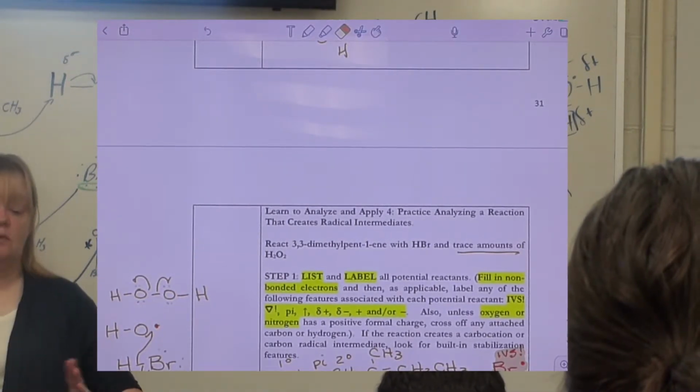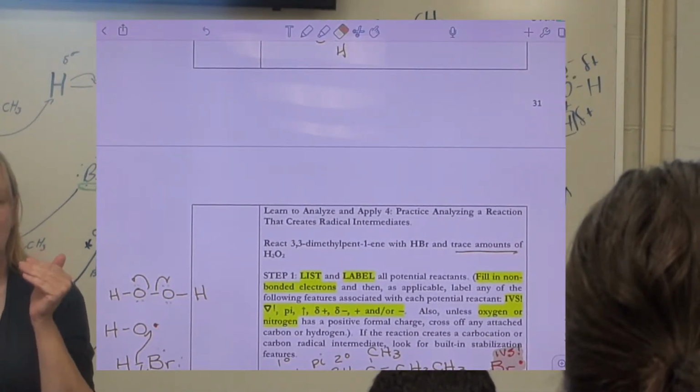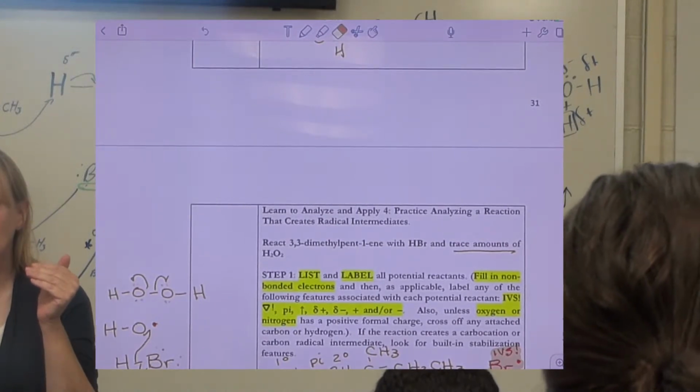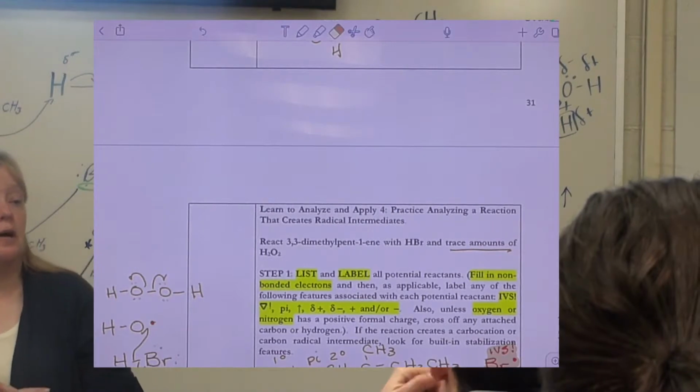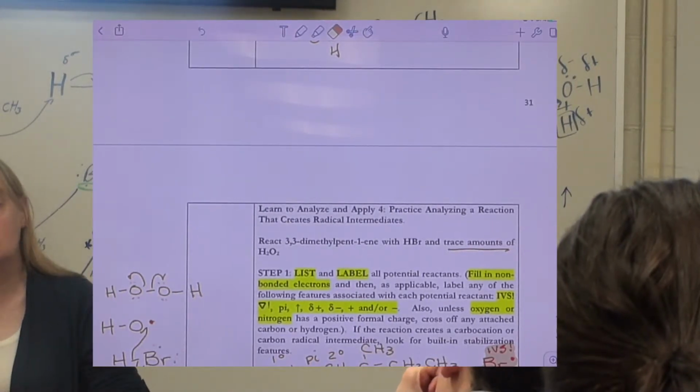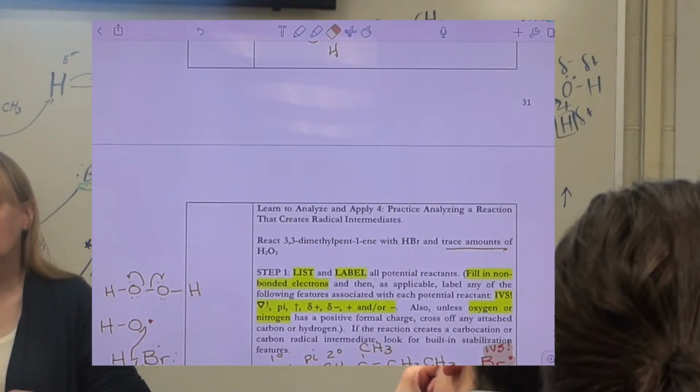The major issue with radicals is that they create new radicals when they react, because they only need 1 electron, so they're only going to steal 1 electron from some other poor atom or bond, and it's going to leave something else with an unpaired electron.